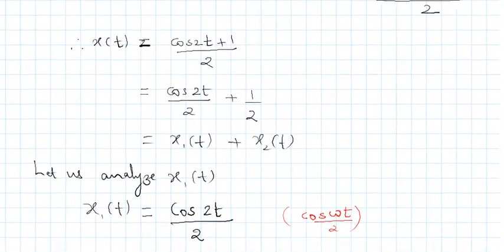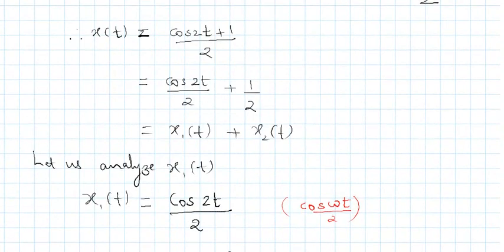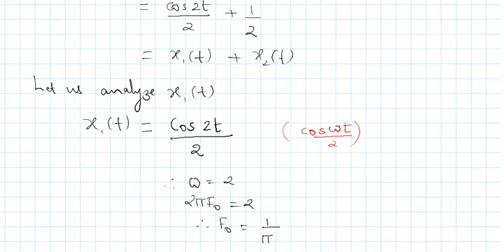Now we have to find the fundamental period and fundamental frequency of the signal. So I'll separate out the terms here. The first term is cos 2t by 2 and the second term is 1 by 2. Let me call the first term x1(t) and the second term x2(t). Now I'll separately analyze x1(t) and x2(t). I'll start with the analysis of x1(t). So x1(t) is cos 2t by 2.